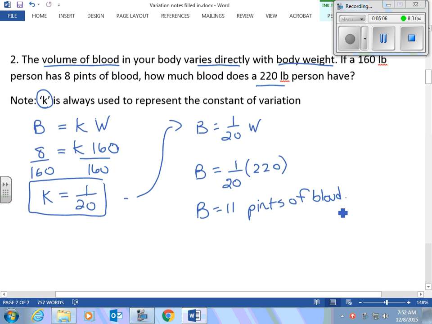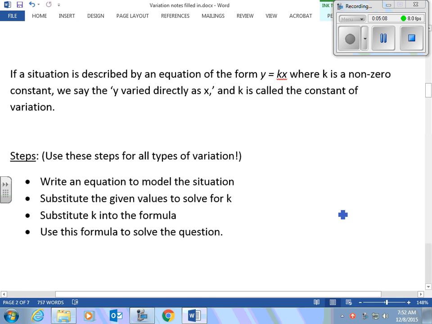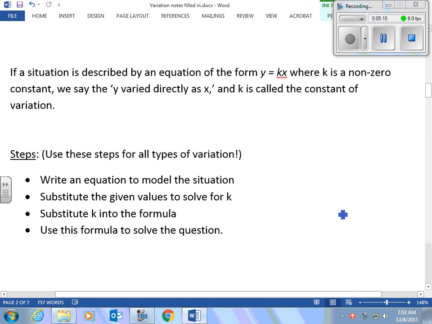So if a situation is described by an equation in the form y equals kx, where k is a non-zero constant, we say that y varies directly as x, and k is called the constant of variation. Okay, so we're very careful with the language. We say y varies directly as x if we can write it as y equals some constant times x.